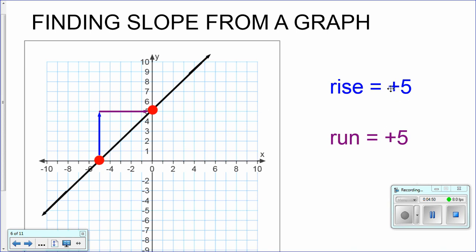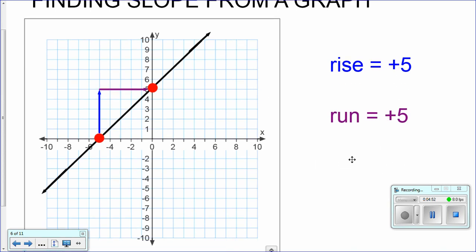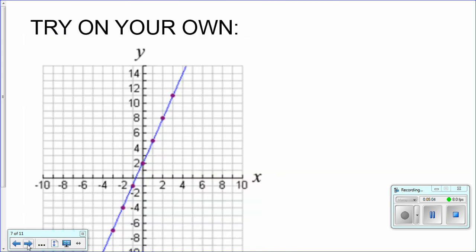So now I've got my rise and my run. I make it into my slope. M is also the way we denote slope. So I do 5 over 5, I simplify it, I get 1. So that's my slope. Okay, try this one on your own. Go ahead and pause the video and try it. And then when you come back, we'll move on.